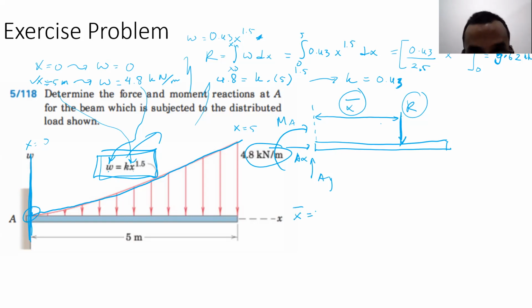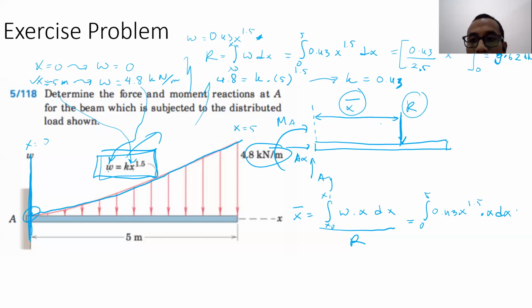The x bar is the integral of wx dx, divided by R. x0 to x1, divided by R. So this one is the integral from 0 to 5. w here is what? 0.43 x to the power of 1.5 multiplied by x dx, right? Yes. Divided by R. R here is 9.62 kilonewton.